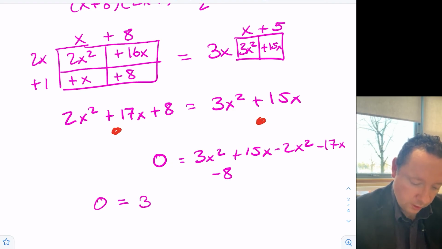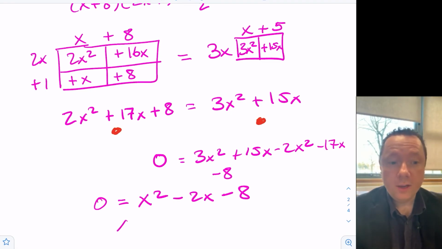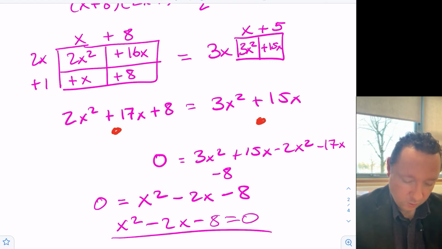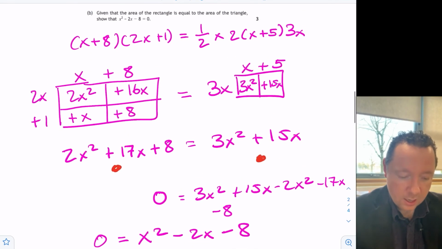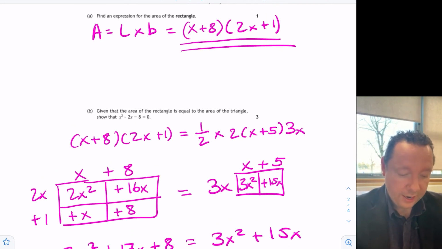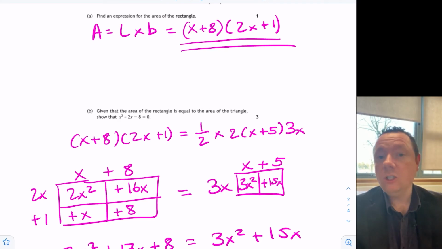So 0 equals 3x squared minus 2x squared, which is x squared. 15x minus 17x is minus 2x, and I've got minus 8. Or to put it the way they want, x squared minus 2x minus 8 equals 0. Now, you couldn't get very far with this question if you couldn't do part A, and if you couldn't write down an expression for the triangle, you couldn't do part B.